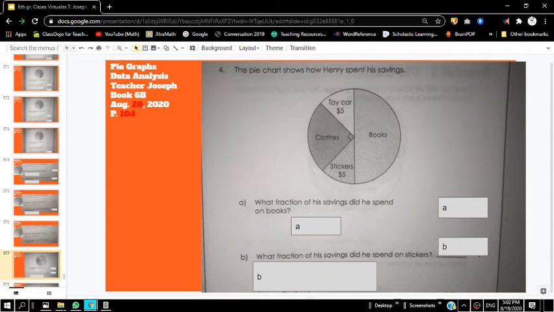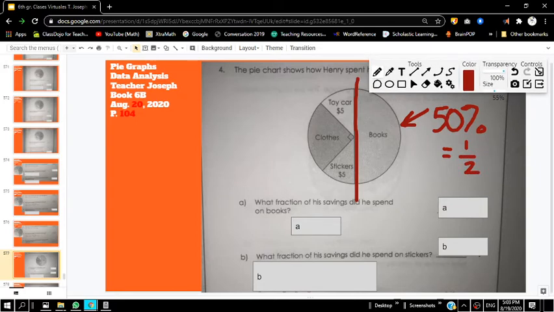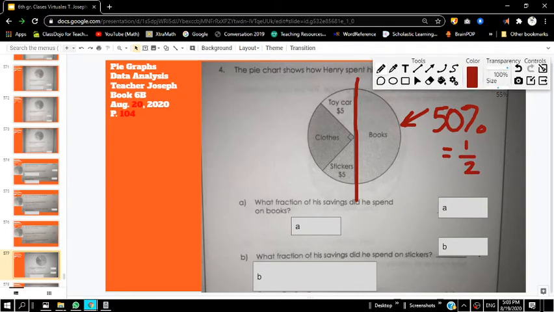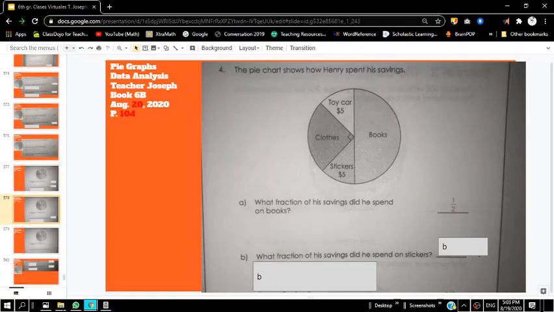Letter A says, what fraction of his savings did he spend on books? Well, once again, just like our problem from before, we have half of the pie graph represented as books. Half of this is books. So this right here is 50%. So the same fraction would equal 1/2. 1/2 of his savings is spent on books. In other words, letter A is 1/2.